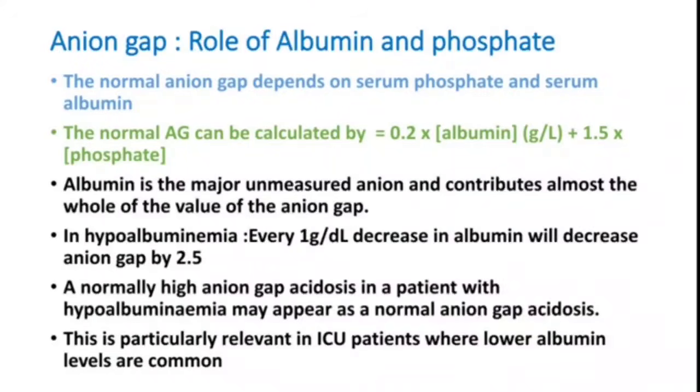Albumin is the major unmeasured anion and contributes almost the whole of the value of the anion gap. It is a major part of the anion gap. In hypoalbuminemia, every 1 gram per deciliter decrease in albumin will decrease the anion gap by 2.5. So it is very important to calculate the anion gap according to the albumin in critical care patients. A high anion gap acidosis in a patient with hypoalbuminemia may appear as a normal anion gap acidosis. So it is very important. It can mislead your diagnosis when hypoalbuminemia is present. So that should be taken care of.